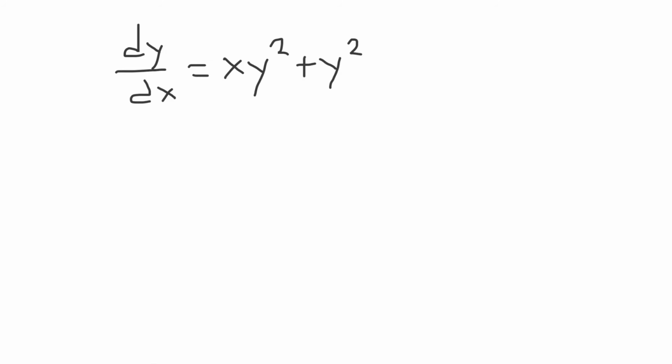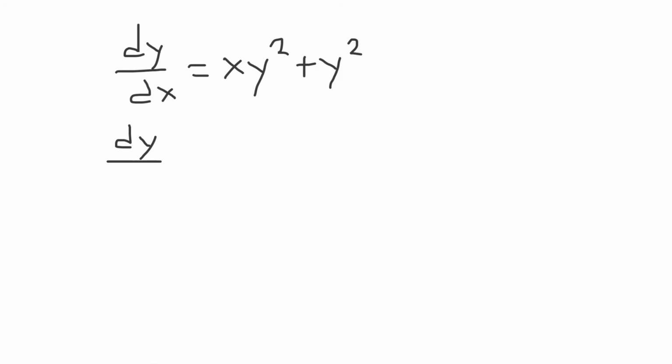Okay, for our third example, let's again start with dy dx, and now we're going to have it equal x y squared plus y squared. So for this example, the difference is that now there's a plus sign here. So instead of that big multiplication mess that we had before, now we're just adding two separate terms. So we have to think about how to deal with that.